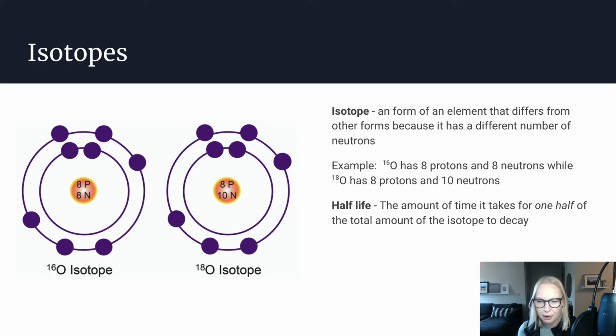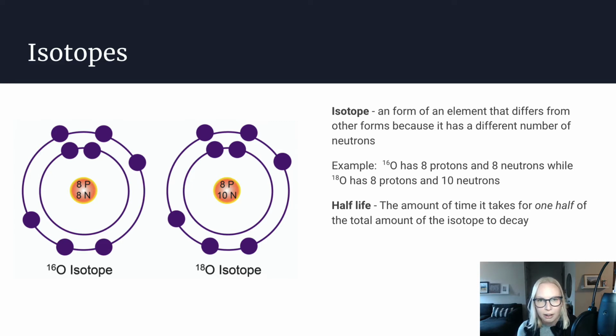So it turns out that elements have all sorts of isotopes. Oxygen, for example, has a few common isotopes, including oxygen-16, which has 8 protons and 8 neutrons, while oxygen-18 has 8 protons and 10 neutrons. So again, that number of neutrons varies between the different isotopes of oxygen.